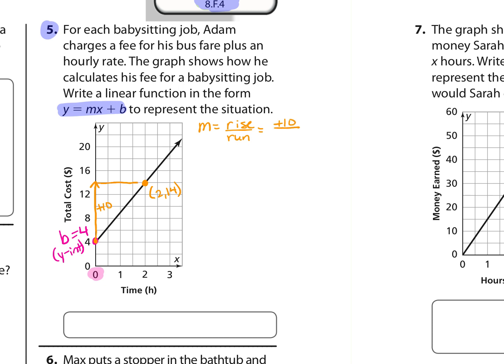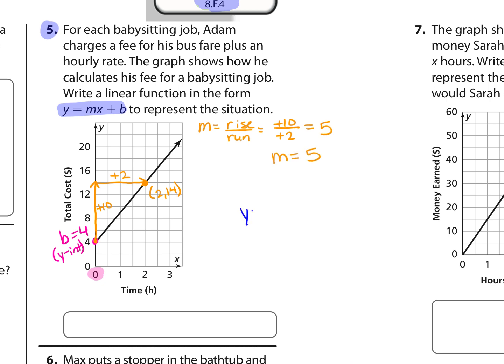And then the run, it goes to the right from 0 to 2, so it went right 2 units. Be careful on your graphs. Sometimes they consistently count one unit at a time, but this one, the y's are counting, each block represents $2, and for the x-coordinates, each block represents half an hour, so be careful here. But 10 divided by 2 is 5, so the slope m is 5.